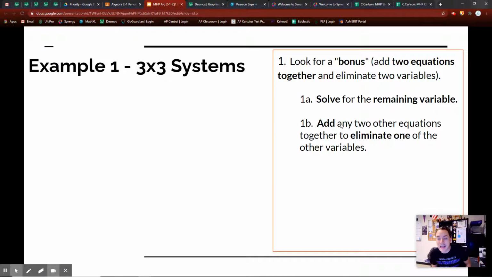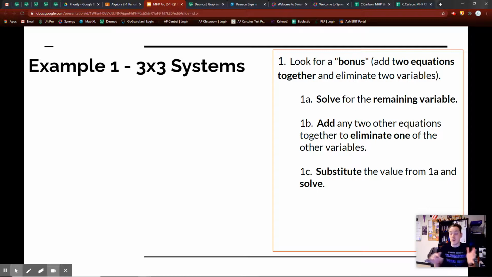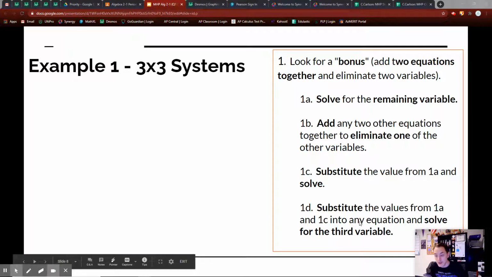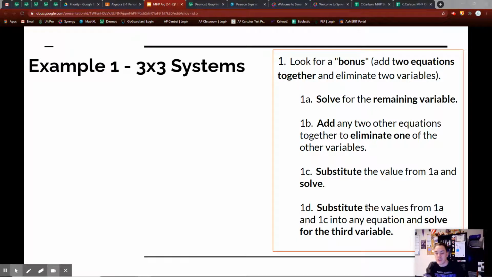After that, you're going to add any two other equations together to eliminate one of the other variables. I've tried to be as specific as possible on these steps, as you can tell, as they've kind of formulated over the years, okay, as to promote no confusion. Now, after that, you're going to substitute the value from 1a, whatever you got there, and then solve. And then after that, you're going to substitute the values from 1a and 1c into an equation and solve for the third variable.